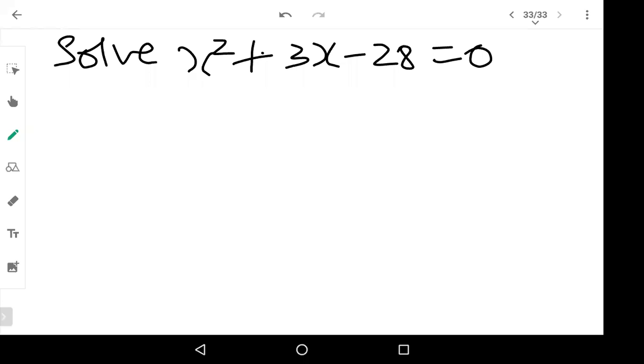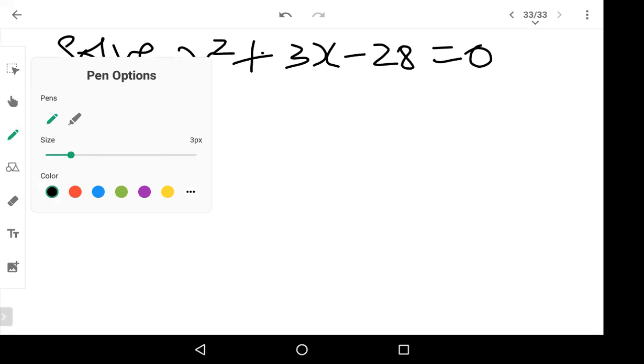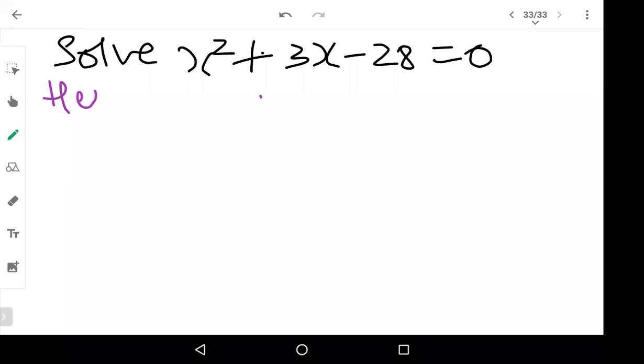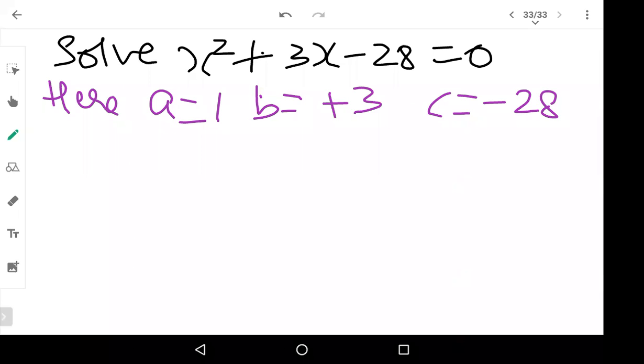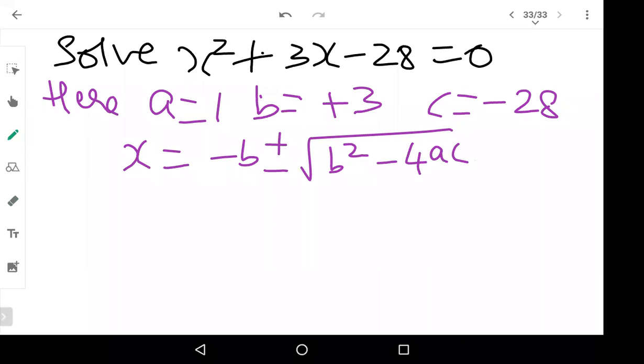So what are the values of a, b, and c? So starting with here, a is equal to 1, b is equal to plus 3, c is equal to minus 28. Yes? Then after this, we are supposed to write the formula. What is the formula? x is equal to minus b plus or minus square root of b square minus 4ac whole divided by 2a. Let us write this a little neatly. So let us substitute everything.